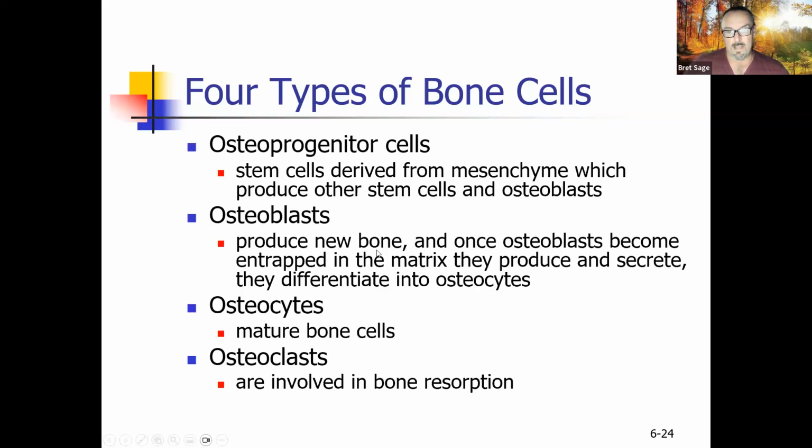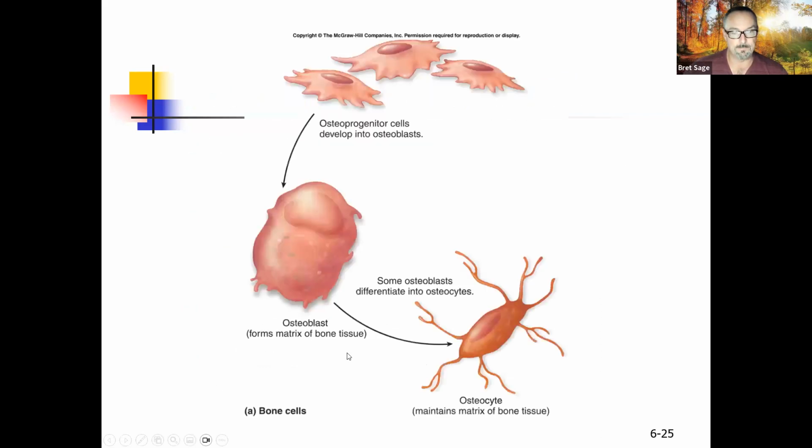All right, four types of bone cells. Osteoprogenitor cells are stem cells that can divide into other kinds of cells. Osteoblasts, as I said, these are the builders of new bone. Osteocytes are mature bone cells that are neither building nor chewing, they're just sitting in the bone, maintaining it. And then osteoclasts are involved in bone resorption, the chewing away of old bone to release calcium into the blood, also to remove old cracked bone tissue.